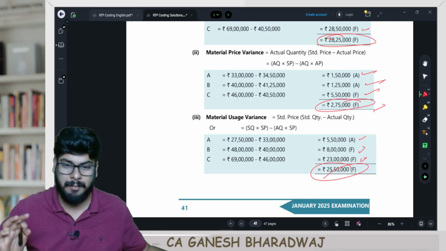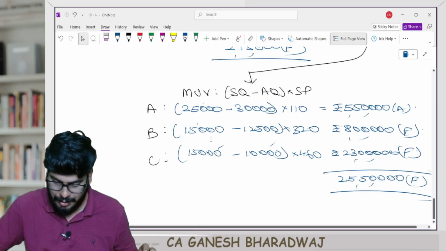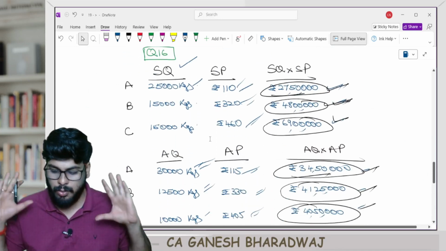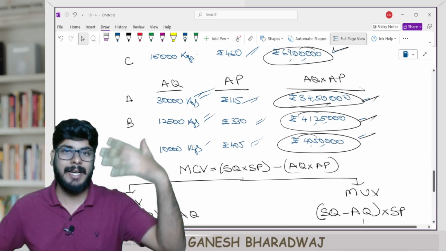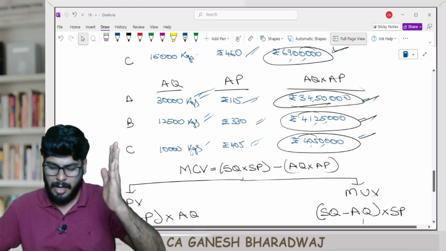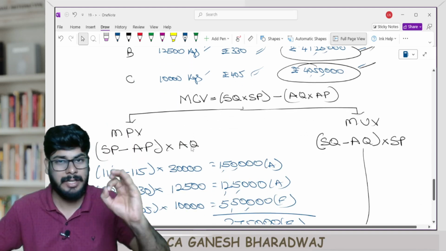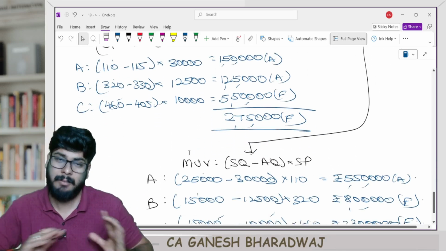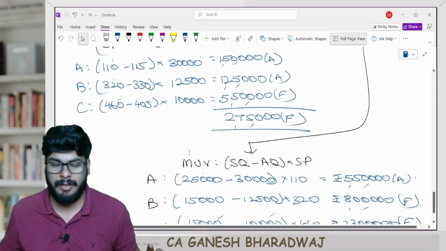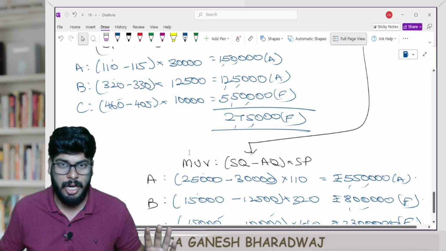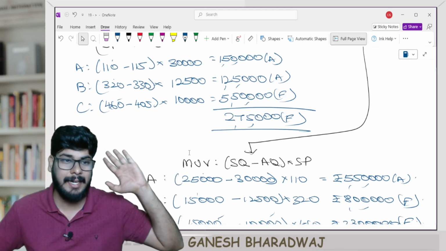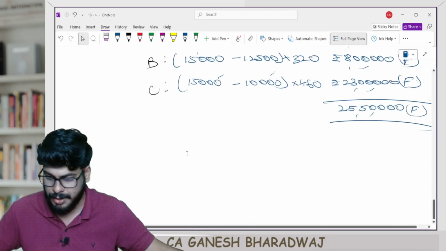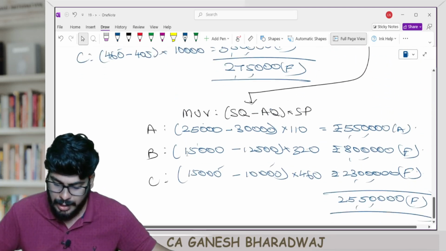Guys, very simple. Provided you have the ingredients sorted out like this, you can directly pick it. I didn't even go back to the question. I only pick the figures from here. Are you clear with this? This is the way to crack standard costing. This is pretty much a straightforward sum, but it's a comprehensive question. It has all the variances here. In fact, it's a very good way to revise the entire concept of material cost variances.